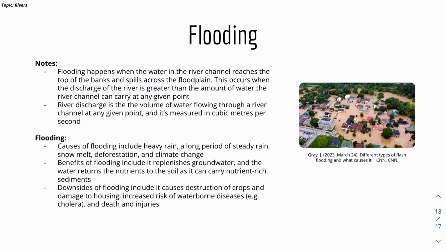So we have different notes on flooding. The causes of flooding include heavy rain or a long period of steady rain. But there are also benefits to flooding, which include that it replenishes the groundwater and returns nutrients to the soil, as the water can carry nutrient-rich sediment. But the downside, which is much more significant, is that it'll cause the destruction of farmland and crops and damage to housing. And it'll also cause an increased risk of waterborne diseases.